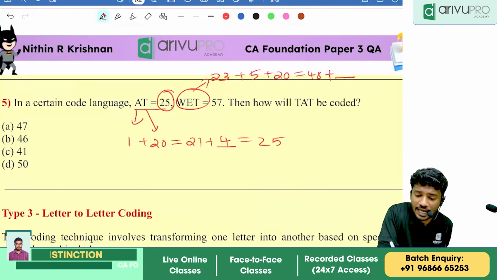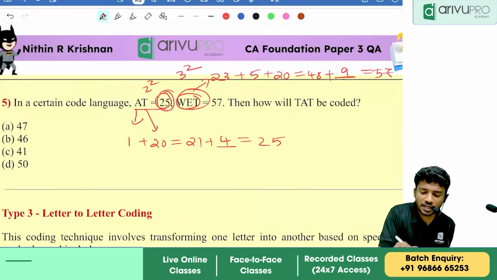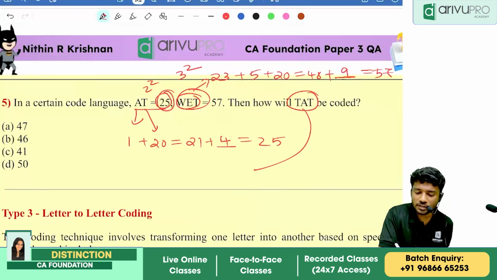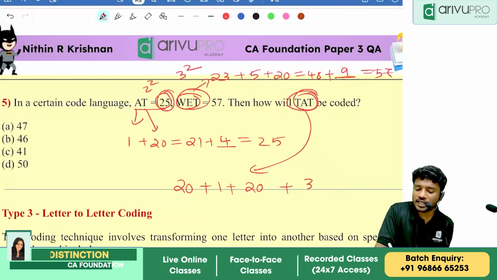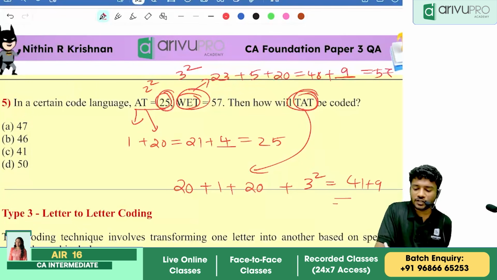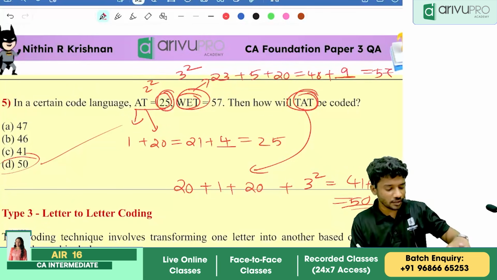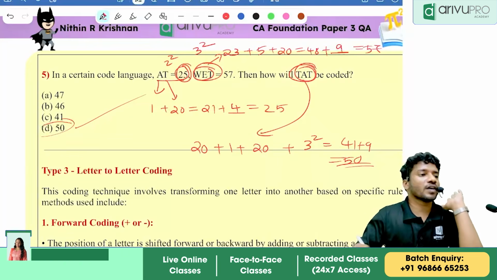48 plus dash is equal to 57. That is how much? 9. Look here: number of letters ka square. Then T is at 20, plus 1, plus 20, plus how many letters are there? 3 square. How much is the answer? 41 plus 9, which is equal to 50. Which option is the answer? Option D is the answer. I hope everyone understood this.